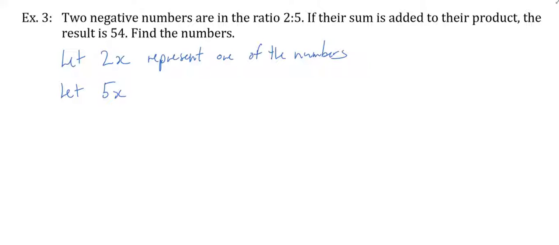If you don't fully understand that, don't worry too much about it. Like I said, these ratio questions always work out the same. Let 5x represent the other number. So if they're in the ratio of 2 to 5, I've got 2x and 5x. Okay?